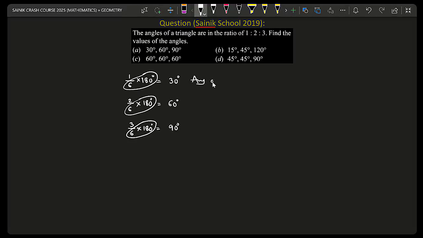But even if you just observe the options, by using the elimination method to save time at the end, you can see only 30, 60, 90 have the ratio 1 is to 2 is to 3, right? If some other option also has the same ratio 1 is to 2 is to 3, then you need to check whether the sum of the angles is 180 or not. Okay? So the answer is A.